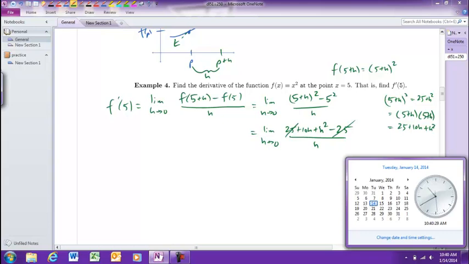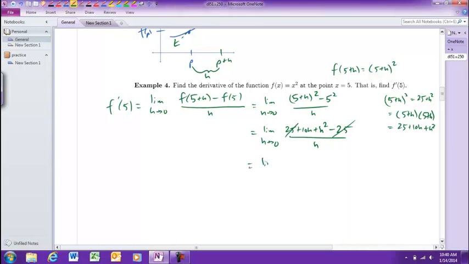Our 25s cancel, and we get the limit as h goes to 0 of 10h plus h squared. Well, I can factor an h out of that to give me h times 10 plus h. And once I factor that out, I can cancel the h's. And what is the limit as h goes to 0 of 10 plus h? Well, that just means I'm plugging in 0 for h. And I just get 10 as my answer.